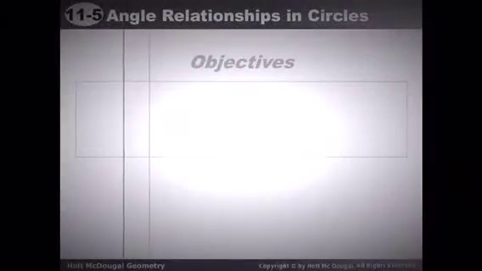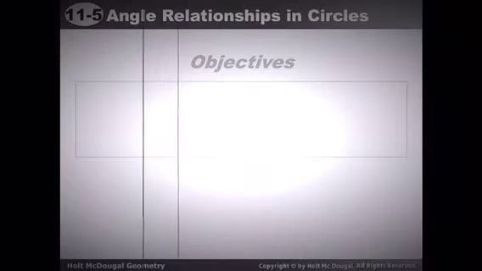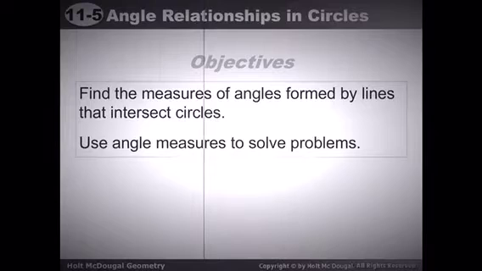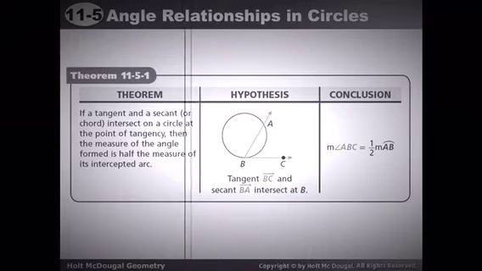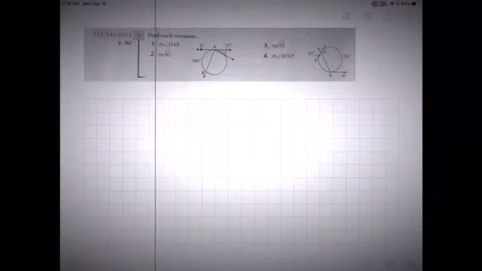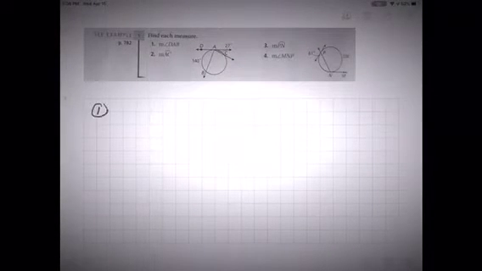Our objectives today: we're doing angle relationships in circles, and it is to find the measure of angles formed by lines that intersect circles and to use angle measures to solve problems. This is a theorem we'll be working with first, and it says that an angle is equal to half its intercepted arc, and that's when the vertex is on the circle, so half the intercepted arc.